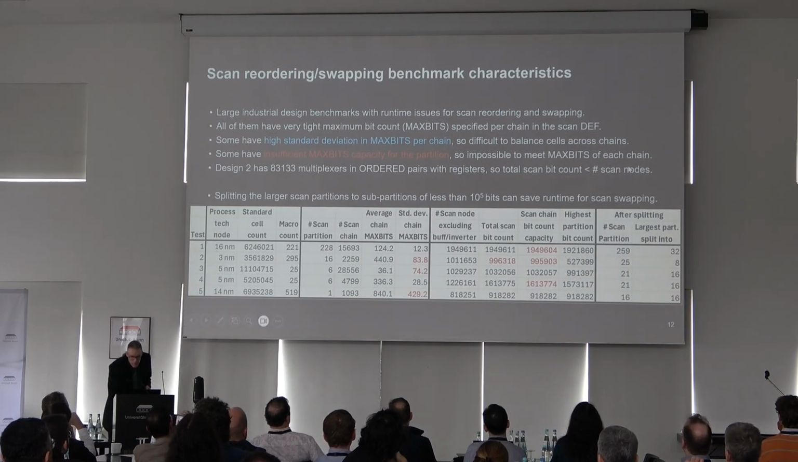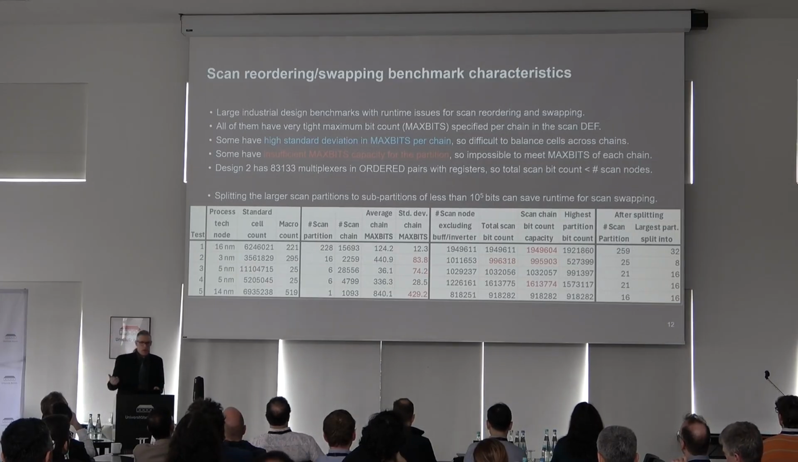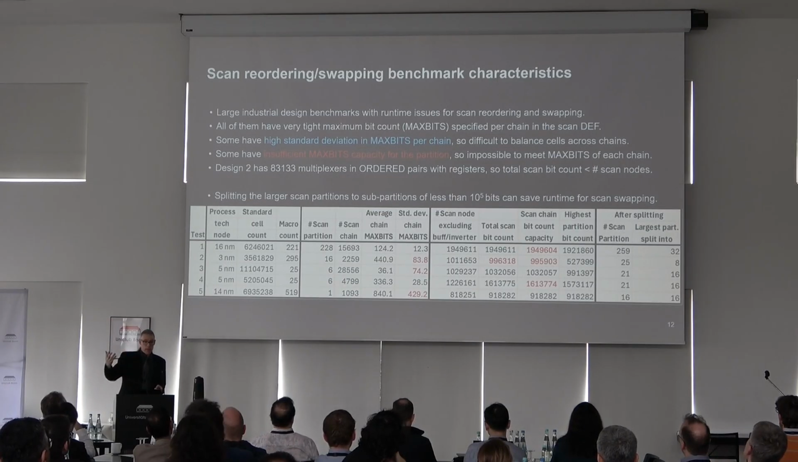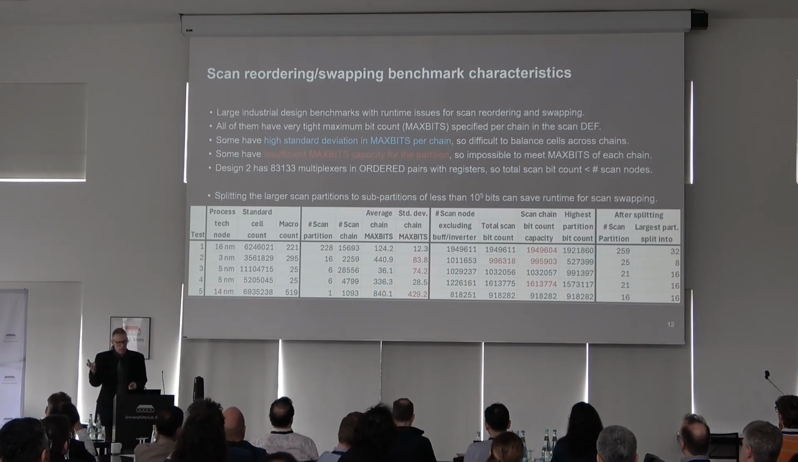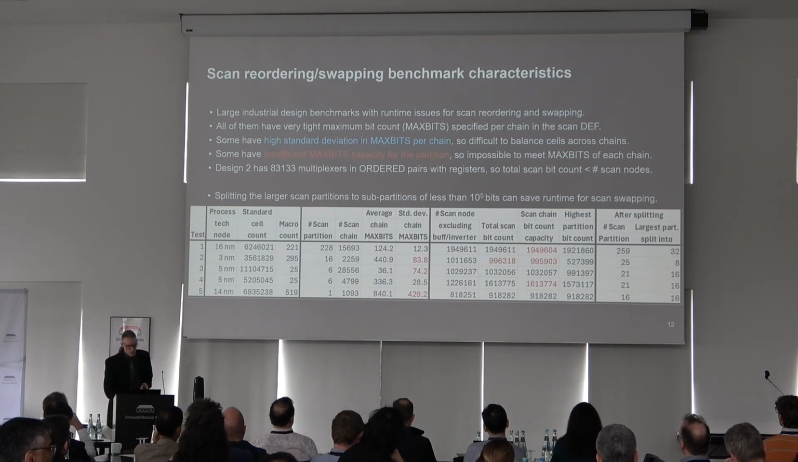That's better. So these benchmarks are large industrial benchmarks. The largest standard cell count in these designs is up to 11 million gates. The number of flip-flops is up to 2 million. They have a very large number of scan chains, up to 30,000. And the big scan partitions have a lot of scan chains. And we can split these up. And the largest number of splits we get, to get down to below 100,000 bits in each sub-partition, is 32 splits, or 32 total subsections.